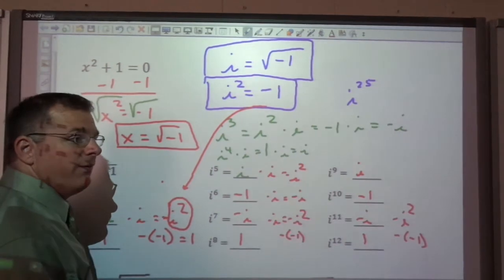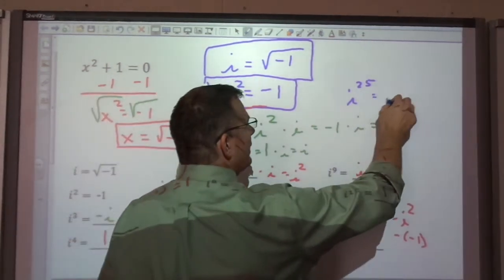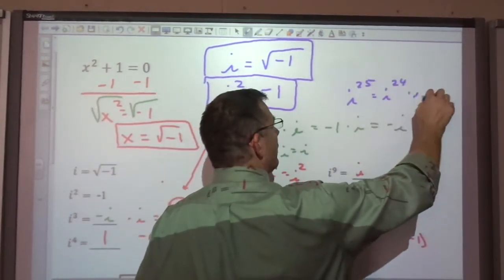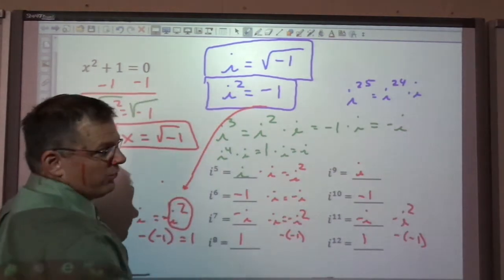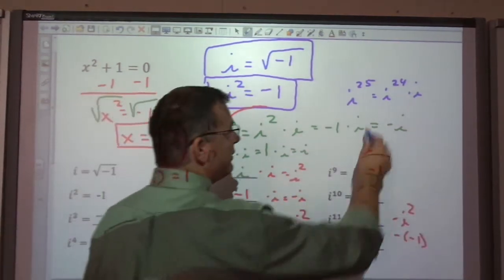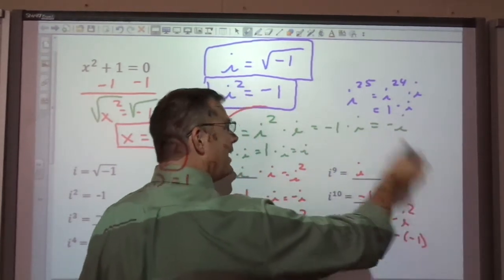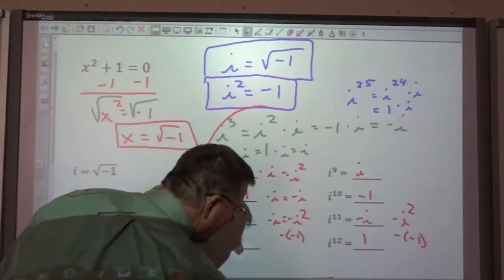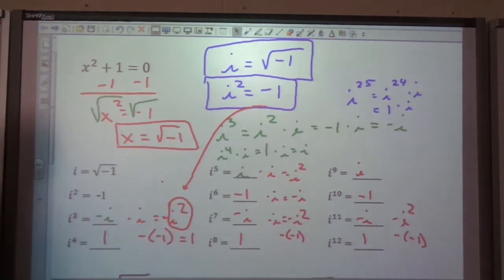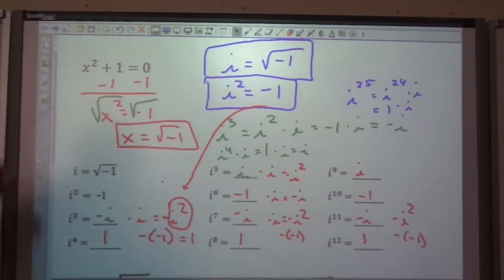Well, if I divide by 4, that is i to the 24th with one more i. i to the 24th is 1, and 1 plus one more i is i. We could find i to the 100th is 1, i to the 200th is 1. We could find all of those things by thinking about cycles of 4.